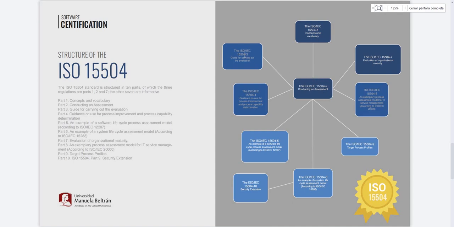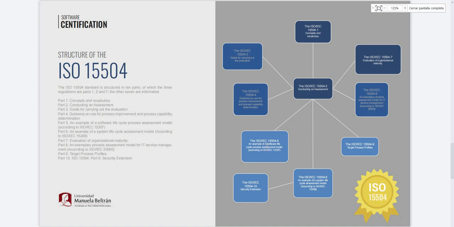Part 3. Part 3 is the guide for carrying out evaluation. The guide for carrying out evaluation provides guidance on meeting the minimum set of requirements of part 4, guidance on use for process improvement and process capability determination. It provides guidance on how to use a process evaluation within a process improvement program or for process capability determination.